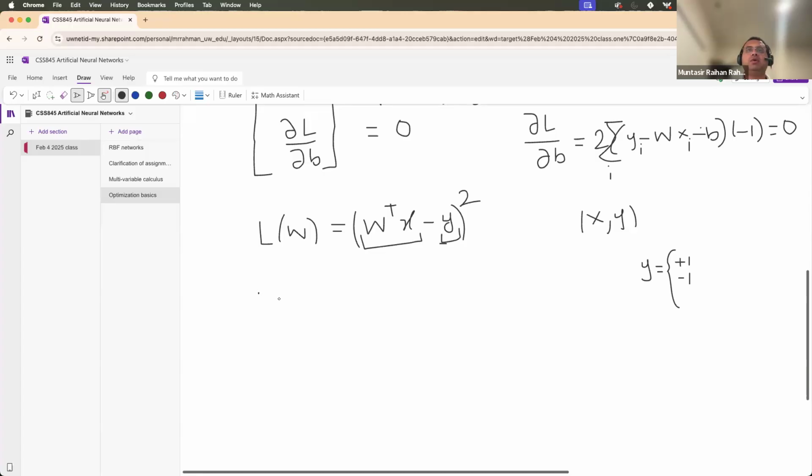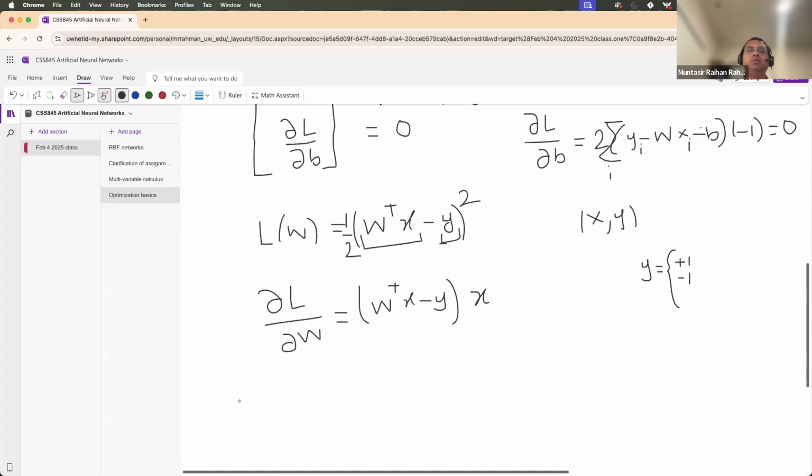Now let's take the gradient of L with respect to W, and let's put a half here. If I take the gradient of this, what I get is W transpose X minus Y, and then I have to take the derivative of this part with respect to W, which is just X. Because if you take the dot product and the derivative with respect to W, you just get back the X.